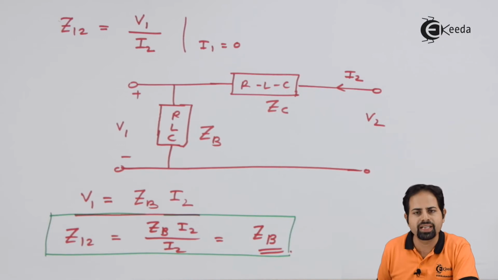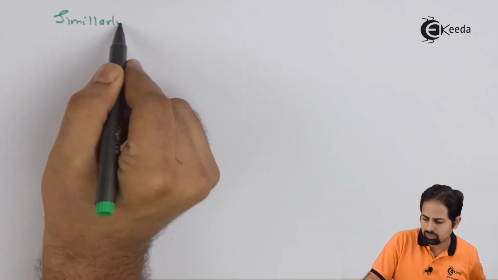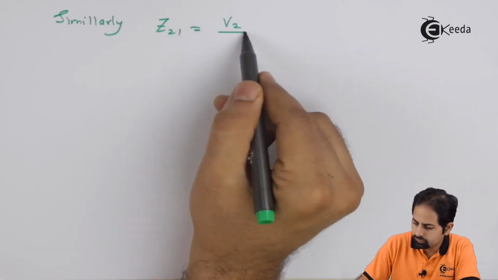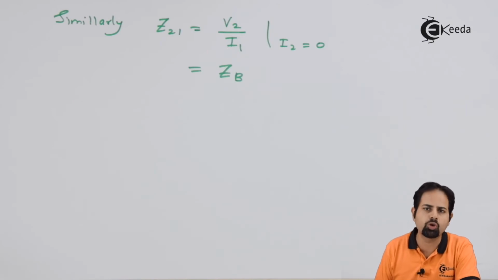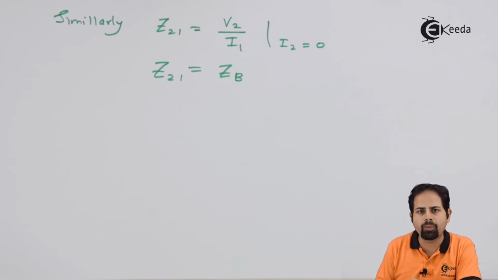Similarly, we will get Z21. In the same way, we can prove that Z21 also is equal to ZB, exactly the same way in which Z12 was proven. So Z21 is also equal to ZB. And now we will write the complete Z matrix.